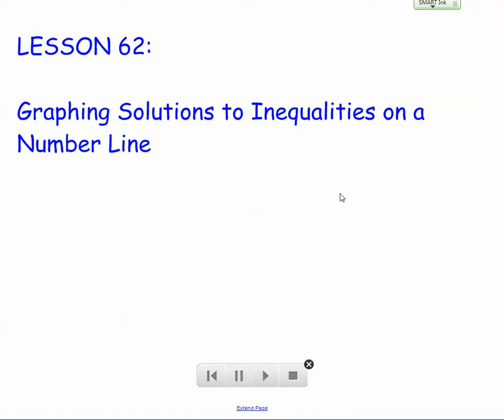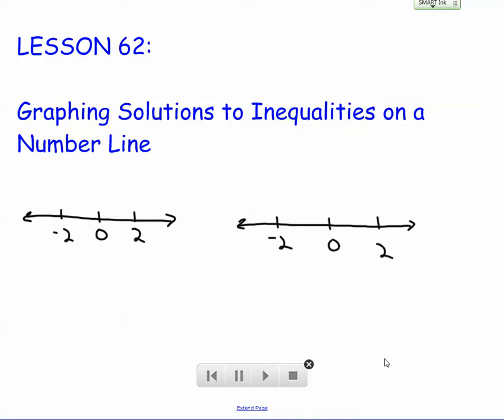Today we're going to graph solutions to inequalities on a number line. Basically we're going to have a few different looks here. There's more than this, but this will summarize the basics. So I'm going to make 4 number lines. I'm going to scale them all the same way here. I'm going to go from -2 to 2.